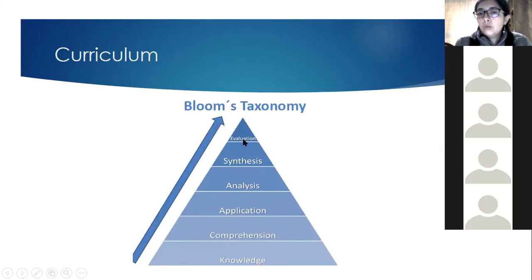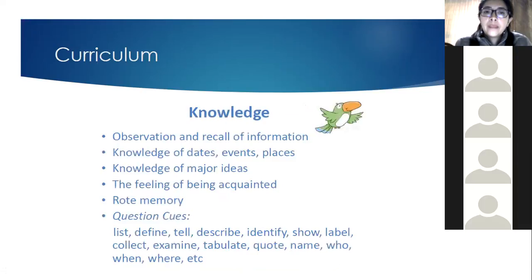So evaluation would be the more advanced level, and knowledge would be the basic one. Here we have some characteristics of each of these levels. The first one, knowledge, is related to observation and recall of information.